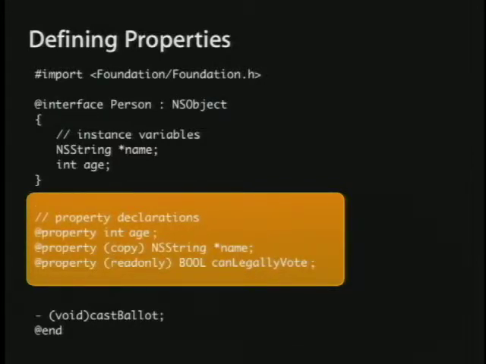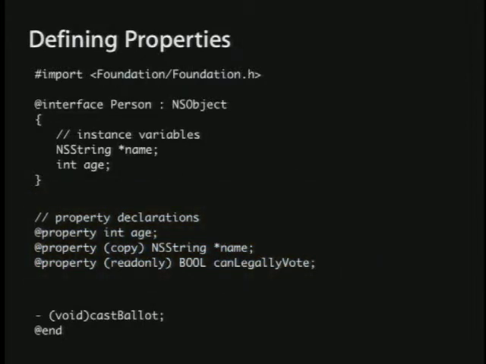So we have an integer property, which is age. We have an NSString property, which is name. And when you have an NSObject subclass that you're using, you want to specify what the memory management is on that. So in this name case, let's say it's copy. And we have this can legally vote, which has no setter. There's no set can legally vote. That's handled internally in the class. So we tell the property that this is a read-only property. And then the cast ballot down at the bottom.